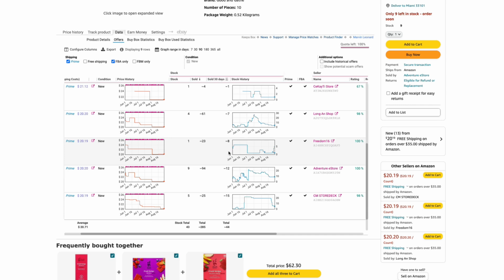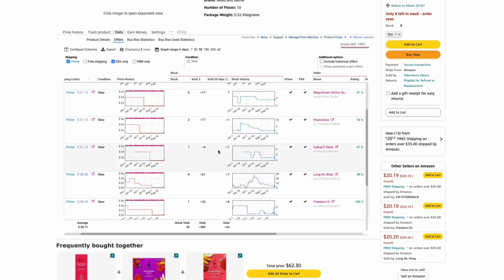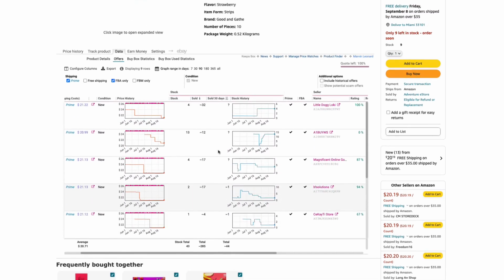And keep in mind, guys, this is all software. So software is not 100%. So sometimes you're going to go in here, you're going to see a good review count. You're going to see sellers coming and going. You're going to see good buy box statistics. Then you're going to come into the offers tab and you're not going to see very good data.